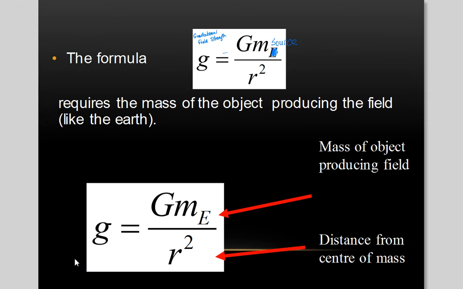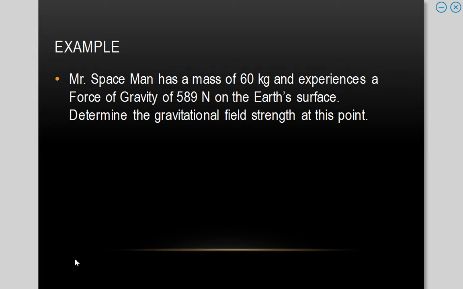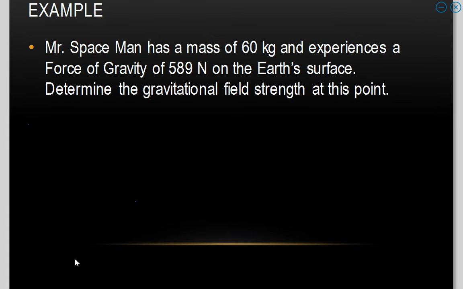Okay, let's back up a couple slides. Mr. Spaceman. Okay, the spaceman here. He's got 60 kilogram mass and experiences a force of gravity of 589 newtons on the Earth's surface. Determine gravitational field strength. What is gravitational field strength? Little g.